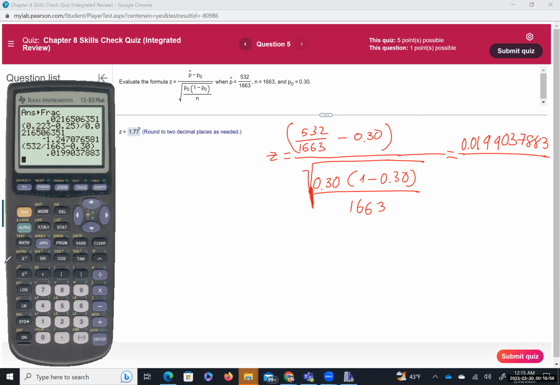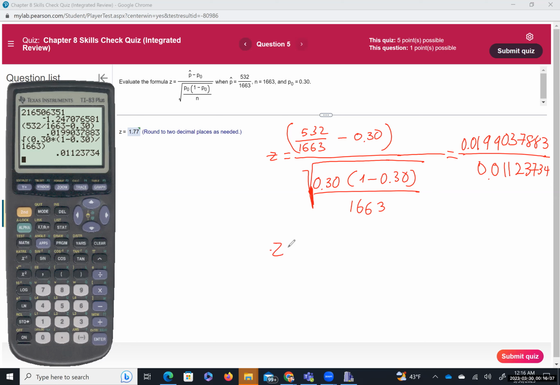Next, I'm going to do the operation at the bottom. So we're going to do square root of 0.30 multiplied by parentheses, 1 minus 0.30, divided by 1663, equals. You have the bottom as 0.01123734.